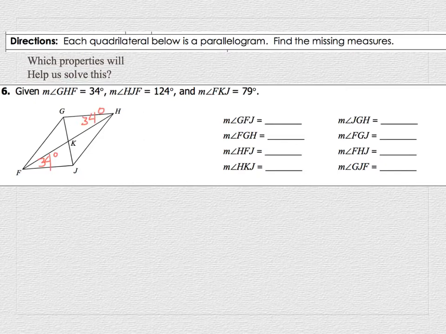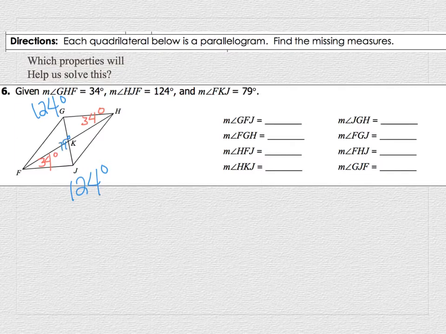We're given that angle GHF is 34 degrees. That's that smaller angle in here. Alternate interior angles are congruent, so that's also 34 degrees. We also are given that HJF is 124. H to J to F, concentrate on the middle letter, so J is 124. So the angle opposite is also 124.